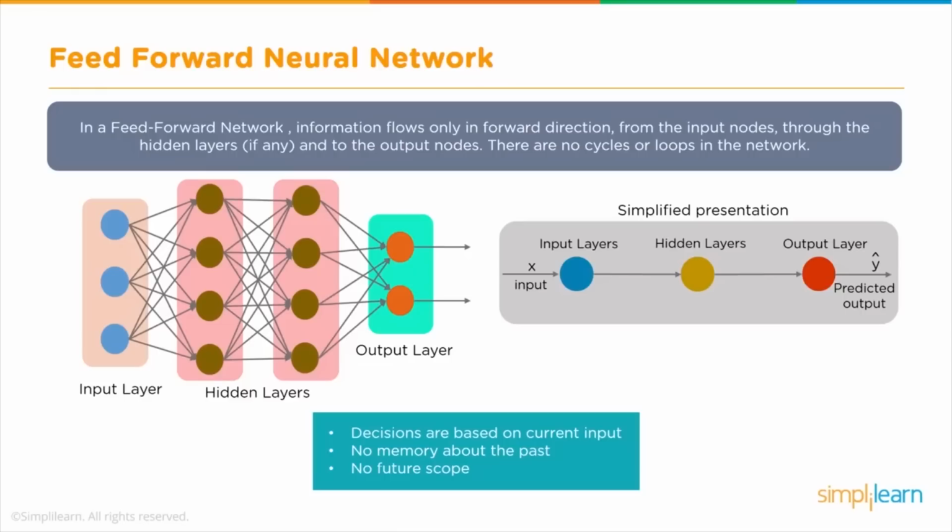There are no cycles or loops in the network. And so you can see here we have our input layer. I was talking about how it just goes straight forward into the hidden layers, so each one of those connects and then connects to the next hidden layer, connects to the output layer. And of course we have a nice simplified version where it has a predicted output, and they refer to the input as X a lot of times and the output as Y. Decisions are based on current input, no memory about the past, no future scope.